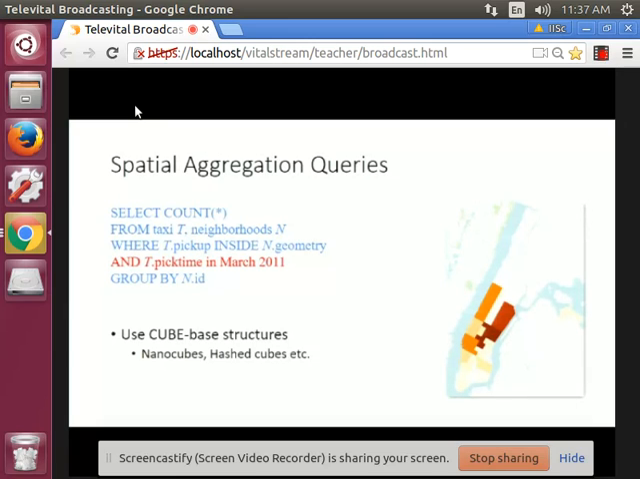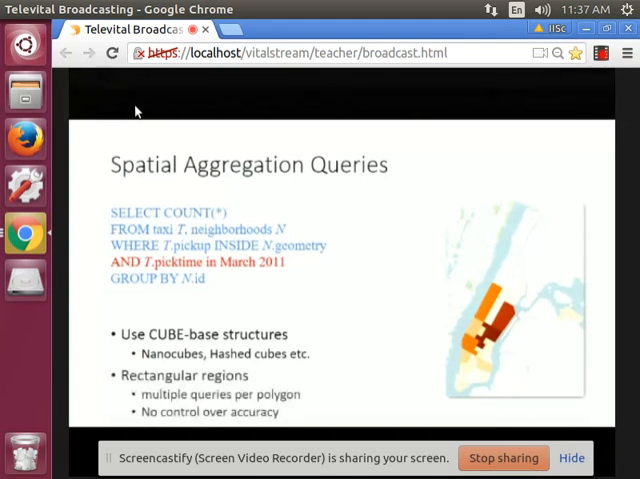So there are structures like nanocubes and hash cubes which have added in a spatial component. Traditional data cubes didn't consider space, so these added a spatial component wherein they use a quad tree up to a particular resolution, and then they compute the other cube-based values, right? So these can be used to do this.